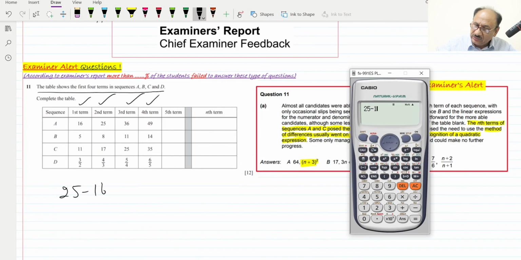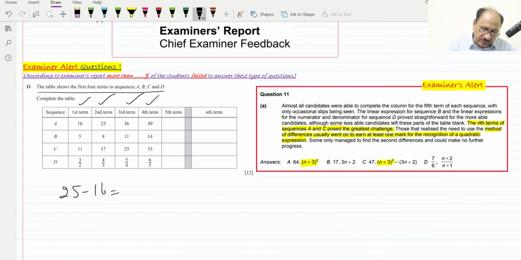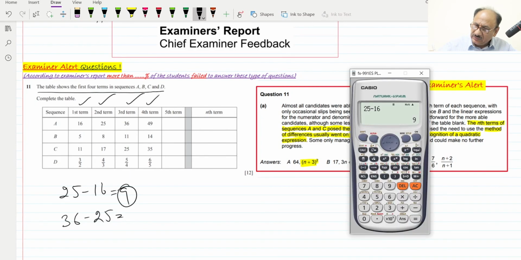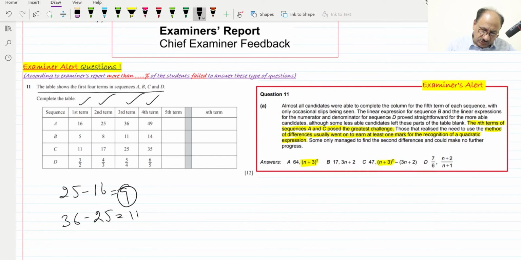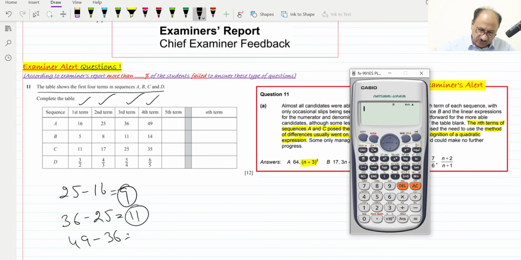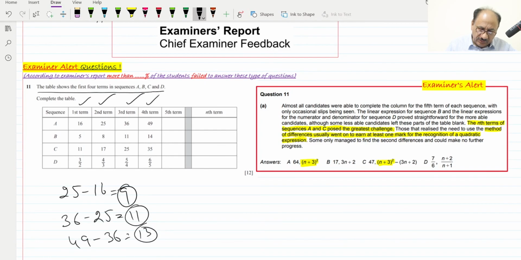25 minus 16 will be equal to 9, and this 9 value we will be adding. Next one will be 36 minus 25, and 36 minus 25 is 11. So the third term will be, so the difference of 9, 11, and 49 minus 36, we can figure out the difference will be 49 minus 36 is equal to 13. So the differences are 9, 11, 13, and next will be 15.